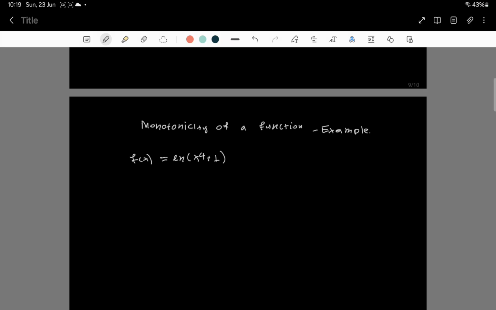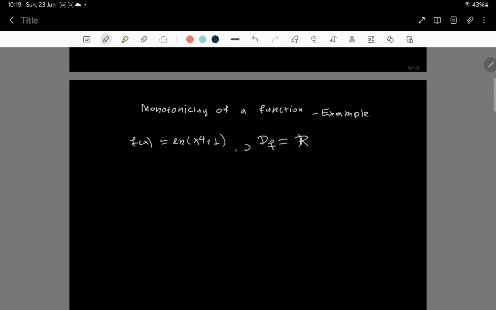In this video, we pay attention to monotonicity of a function by providing an example. We have this function f of x, which is the natural logarithm, and here inside the parentheses we have x to the power of 4 plus 1. The domain of the function is the whole set of real numbers.